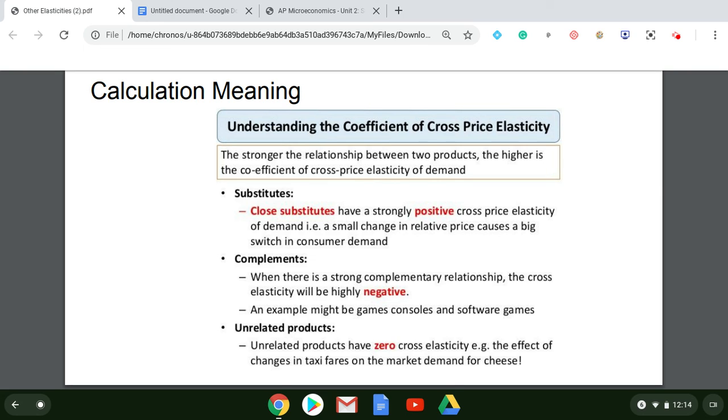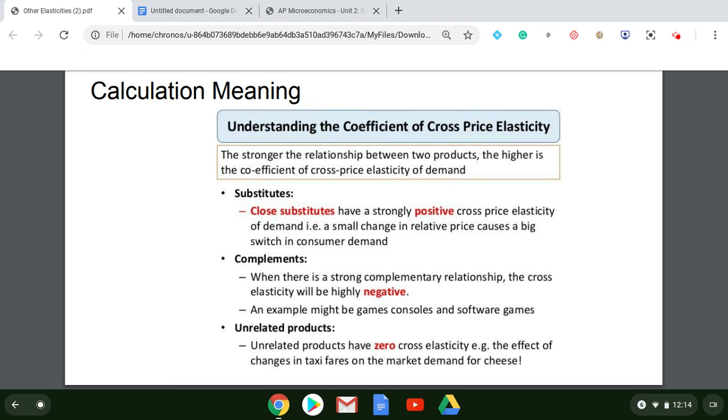And then we get to the unrelated products. If the cross elasticity of demand is zero, that means they're unrelated. That means the percent change in the price of one good did not change the quantity demanded of the other good at all. So there's no effect on each other. They're not related. So you have substitutes, complements, and unrelated products.